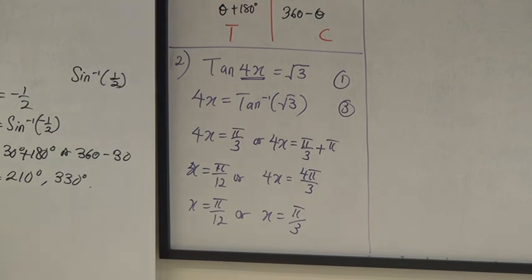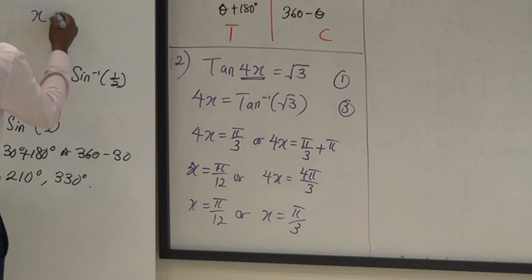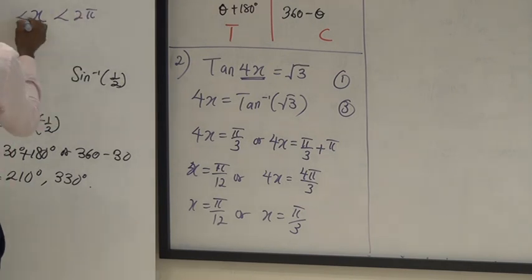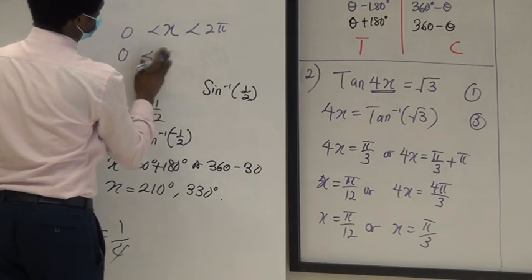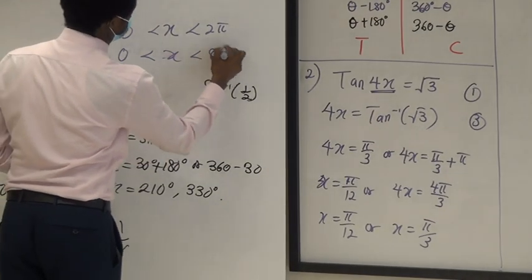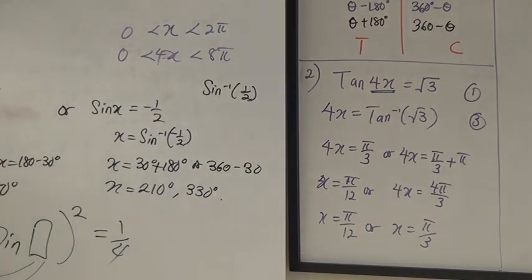We don't have to change the range. Which range? We have to multiply it by 4. By 4? What do you mean? No, the instruction says x is within this. Oh, I see what you mean. If x is within this, it means 4x is between 0 and 8 pi. So that's the range. So we still need more.